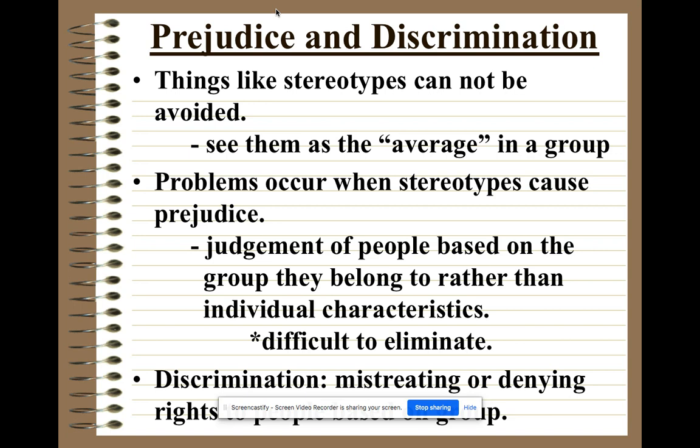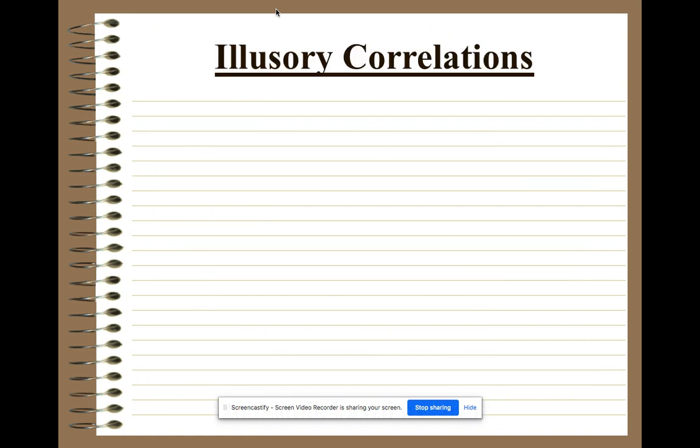And so when a stereotype is negative, it can cause prejudice or bad thoughts about someone. A prejudice is generally a judgment of somebody that's based on the group as a whole rather than their individual characteristics, for the negative. Discrimination is when we mistreat or deny someone rights based on the group that they belong in. All right, so again, prejudice is an idea, discrimination is an action.